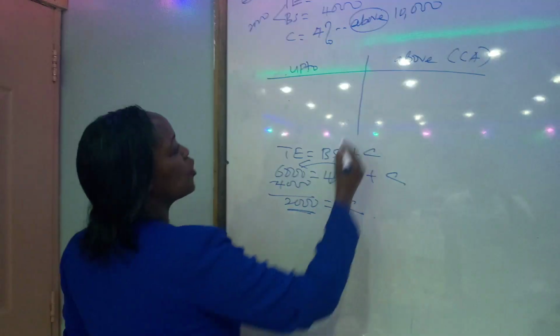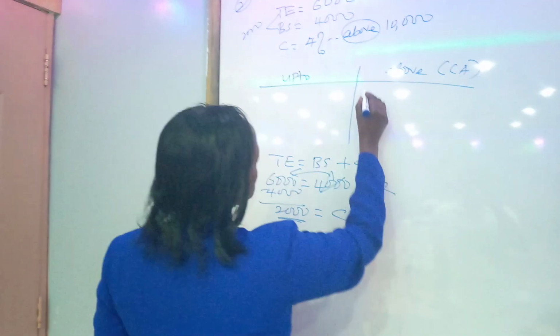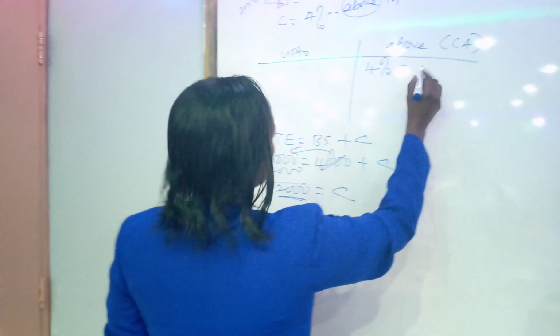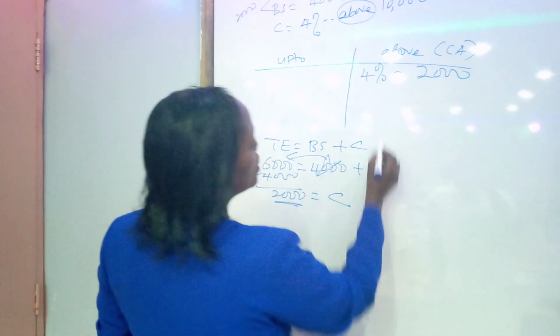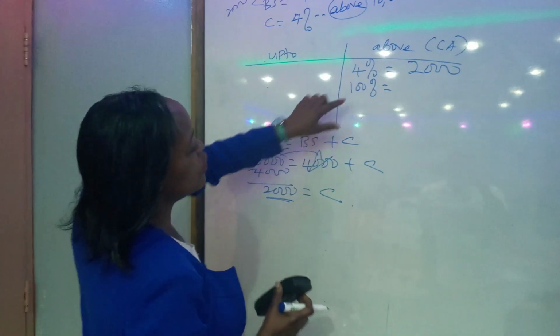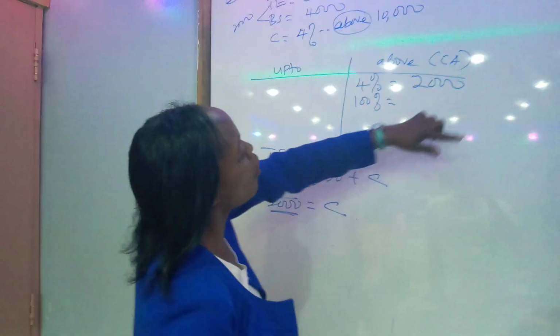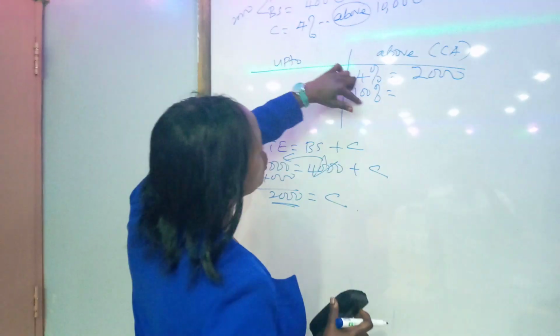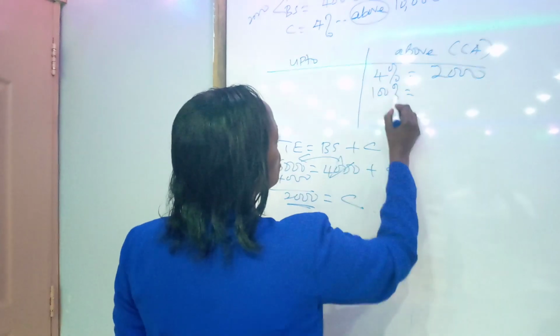Bring it to your table. On which side? Above. 4% is equal to 2,000. If this one is equal to this one, what about 100%? Why am I looking for 100%? So that I get all the money on this side, the total on this side, which becomes the commissionable amount.